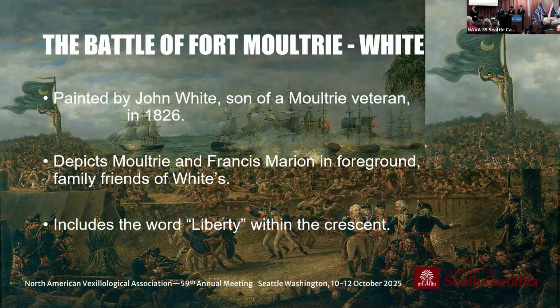As you can see, his flag is a bit more clear than in some of the earlier renditions, and there appears to be some lettering in the crescent. Once again, it's a bit unclear in this graphic, but we interpret that to be the word liberty. So a couple possibilities for why that might be. First of all, he may have heard from his father, from his family friends who were involved in the battle, that liberty was in the crescent, and so he included it in his painting.